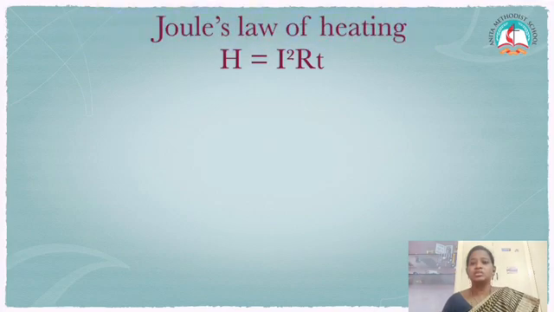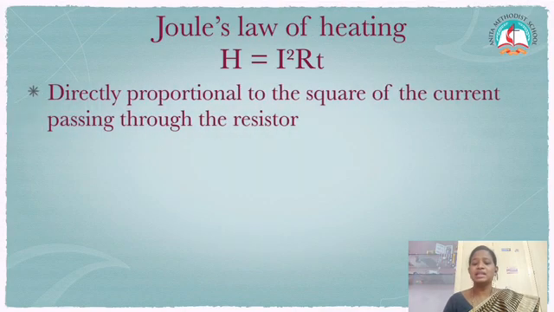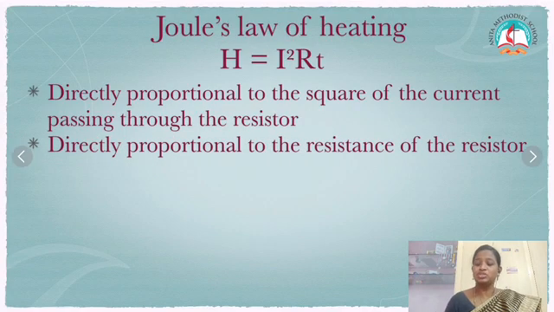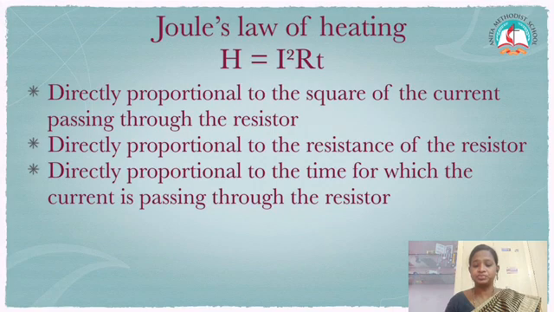And according to Joule's law of heating, the heat produced in the resistor is directly proportional to the square of the current, that is I square, and it is directly proportional to the resistance of the resistor, that is R, and it is also directly proportional to the time for which the current passes through the resistor, that is t. So Joule's law is H is equal to I square Rt.